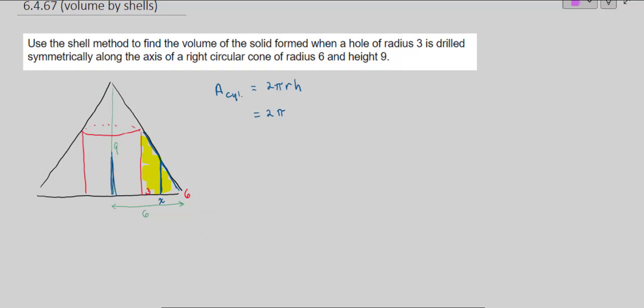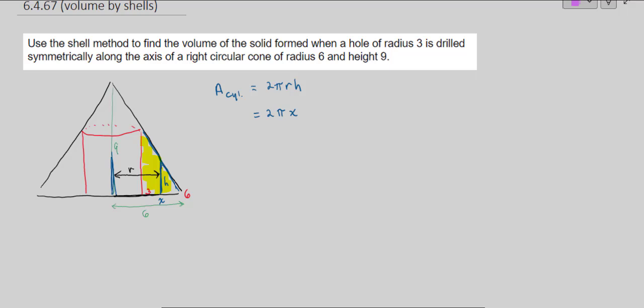And the radius is right here, so the radius is that. And that's exactly what x represents, right? X is representing the distance from the y-axis over to that element. And so we get 2 pi times x. And then the height is right here.